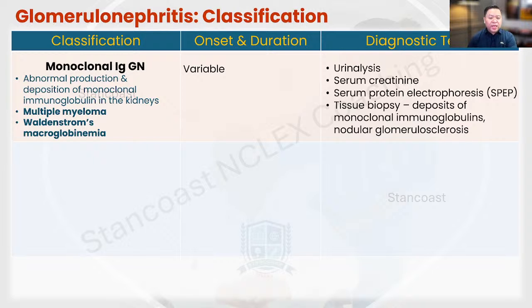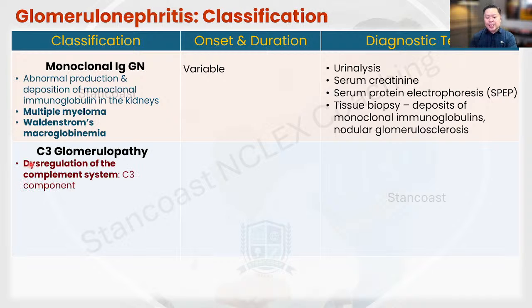Now, we also have the last one, which is what we call C3 glomerulopathy. C3 actually stands for complement 3, okay? So this is going to cause some dysregulation, an impairment in its function, wherein it's affecting the complement system. And this is going to affect mainly the C3 complement system.